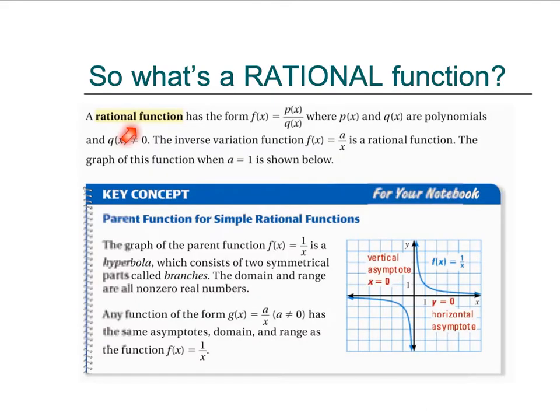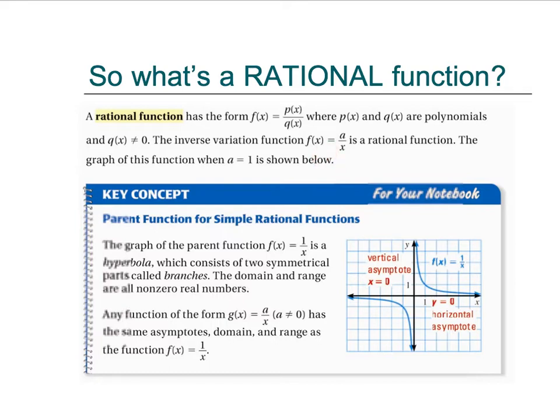So what is a rational function? It's a function of this form, p of x over q of x, where p of x and q of x are both polynomials. Okay, so we've got two things divided by each other. The inverse variation function, which we've already talked about, this is a rational function.